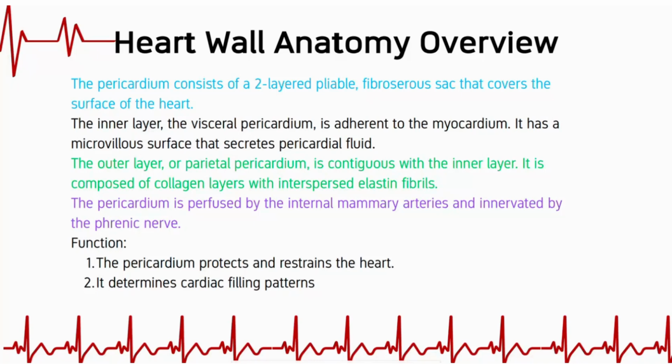Now, the pericardium is perfused by the internal mammary arteries, and it's innervated by the phrenic nerve. The internal mammary arteries become quite important in surgeries like coronary artery bypass grafts, and it's also important to keep in mind the fact that it is innervated by the phrenic nerve for the next few slides. Okay, I will explain more in a bit.